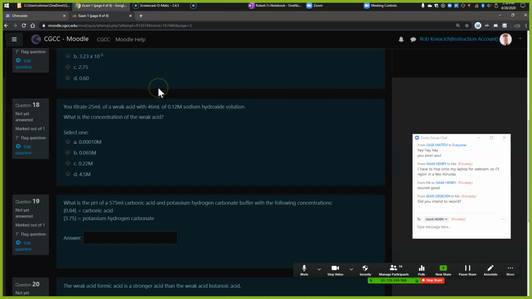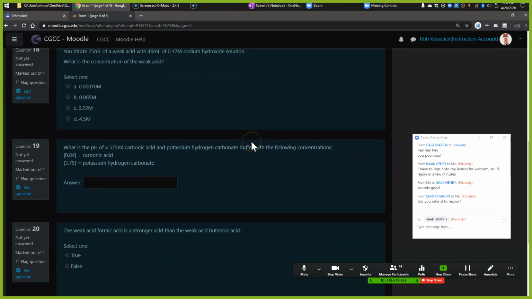This one's just a titration one that we weren't able to do in the lab, so that kind of stinks, but it's just concentration of the acid times volume of the acid equals concentration of the base times volume of the base, and you solve for the concentration of the weak acid. I can't remember what it works out to be, but it's 0.12 times 46 milliliters divided by 25 milliliters, so probably 0.22. That seems reasonable. Yeah, that's really the only answer it could be.